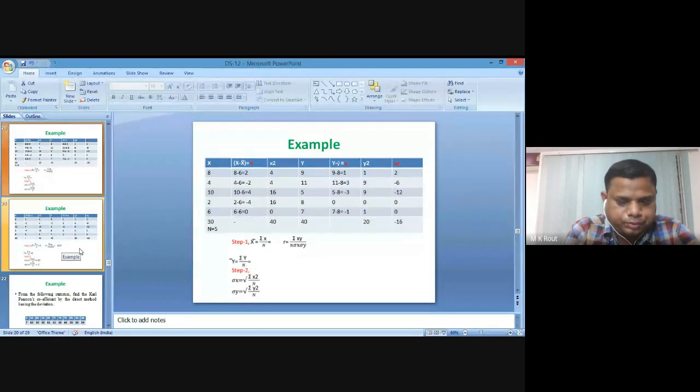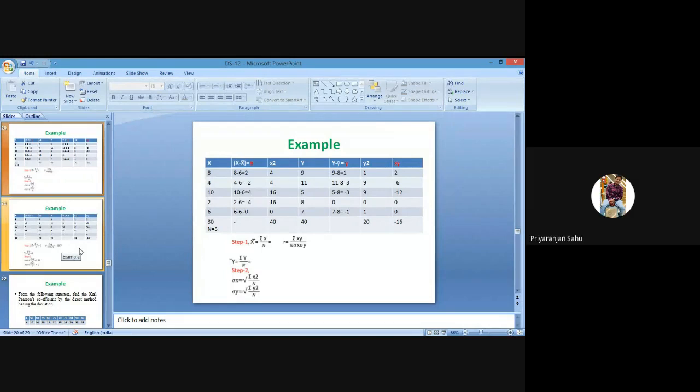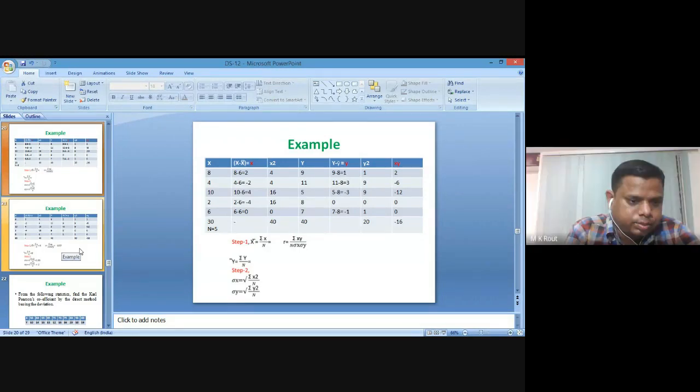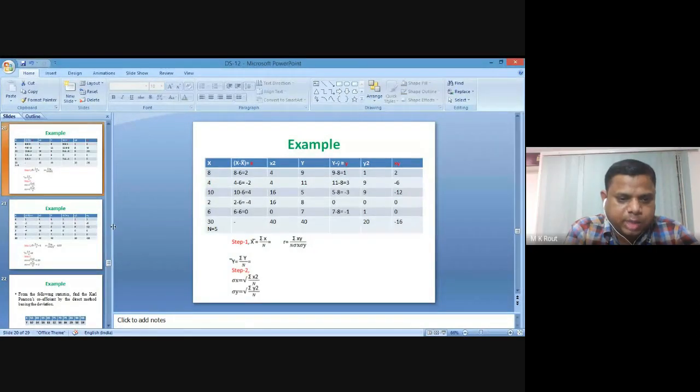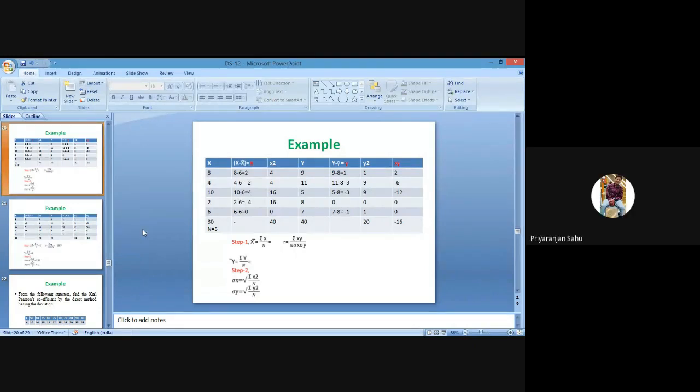What is the value? Anyone? Square root of 40 divided by 5. Sir, 2.82. 2 root 2. Clear? Yes, sir. Similarly, calculate the sigma y value. That is summation of y equals 20 divided by 5. Sir, answer is 2.